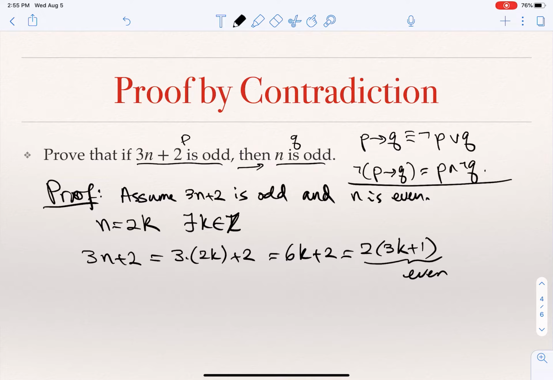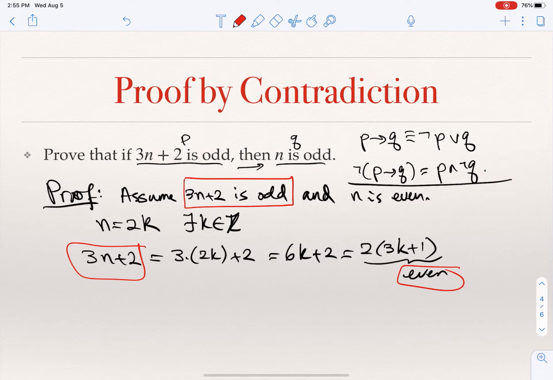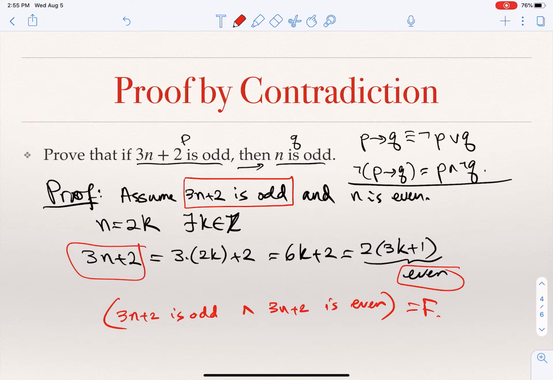What is the contradiction? Notice that we assumed, I'm going to color it red here, that 3n plus 2 is odd. We also reached that 3n plus 2 is even. So we have established 3n plus 2 is odd and 3n plus 2 is even. This is impossible, this is a contradiction. This whole thing is false. So the assumption that what we were trying to prove is false is incorrect.